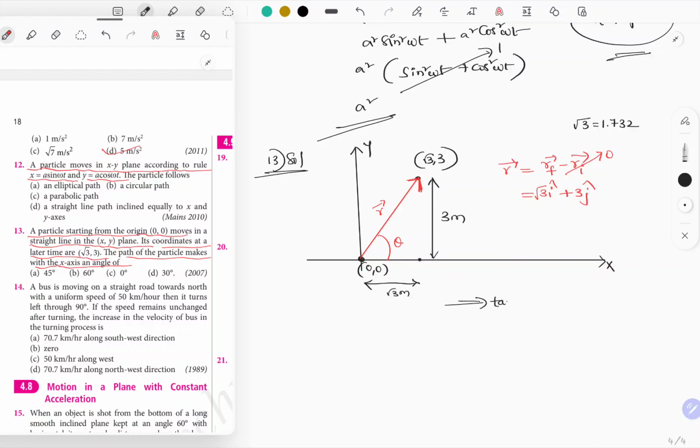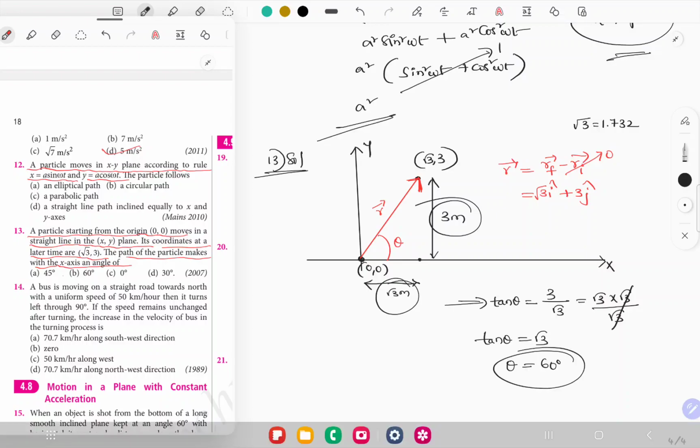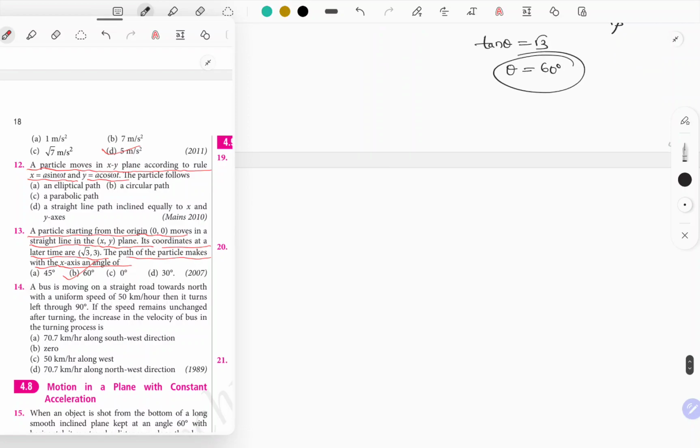What is tan theta? Tan theta is opposite by adjacent. What is the opposite side? 3. 3 divided by the adjacent side, root 3. 3 can be written as root 3 into root 3, divided by root 3, so root 3 will get cancelled. Tan theta is equal to root 3 and theta is equal to 60 degrees. This is the answer. So which option? Option B is correct. Hope you understood how to represent a position vector.